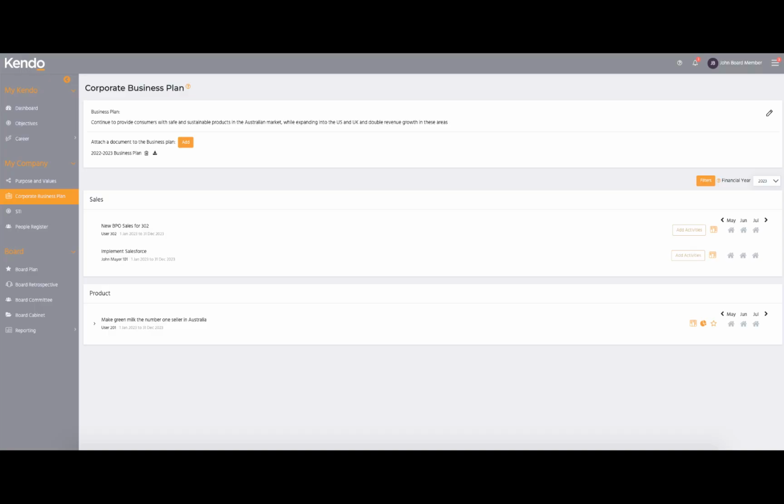When logging in, board members will be able to view the corporate business plan. It articulates how the strategy will be delivered and assigns responsibility for its execution to individual executives.